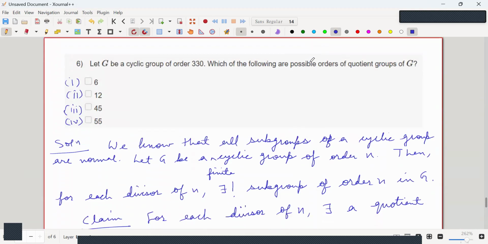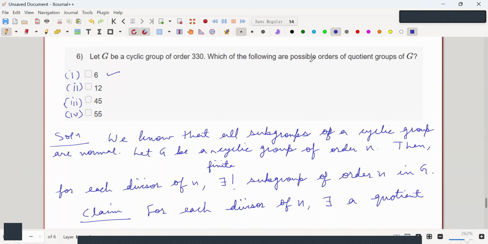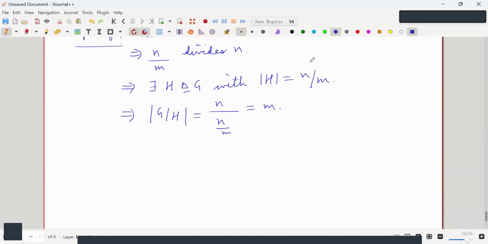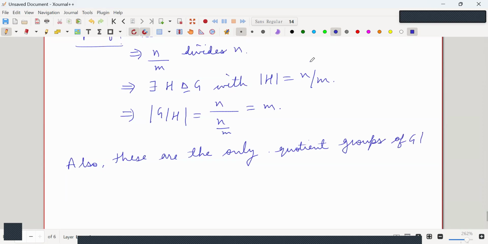So 6 divides 12, I guess, so this will be correct, and also these are the only quotient groups of G. So can you check this?